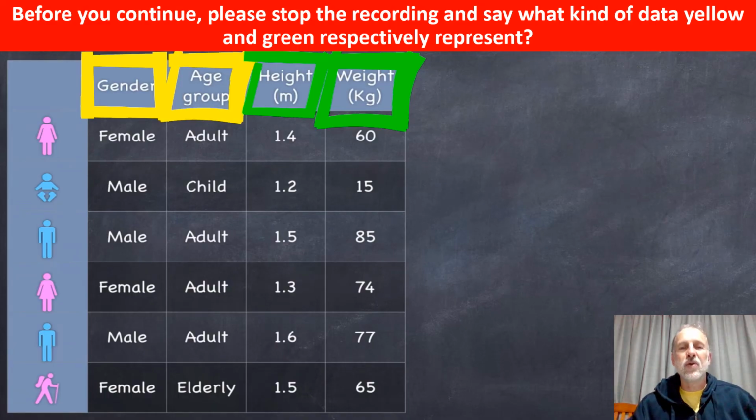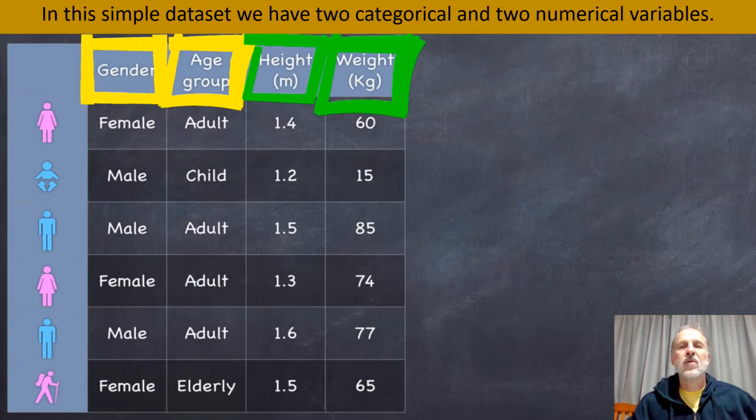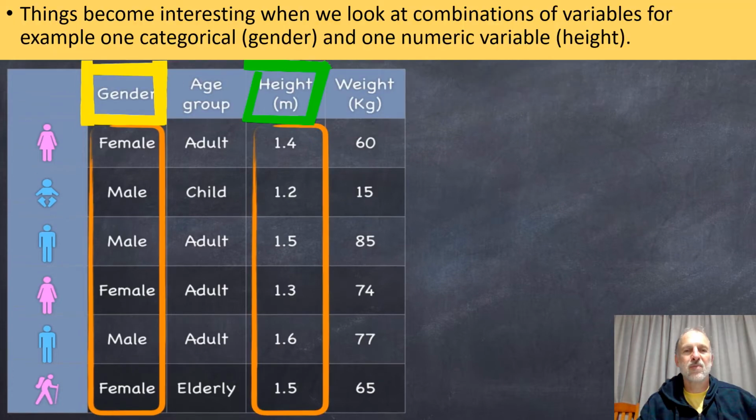So before you continue, please stop the recording and say what kind of data yellow and green respectively represent. Of course, your answer is correct. In this simple data set, we have two categorical and two numerical variables.